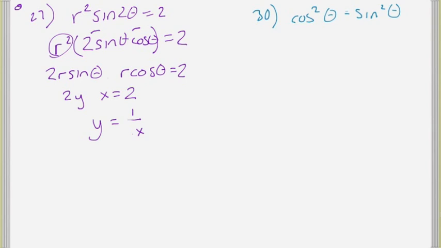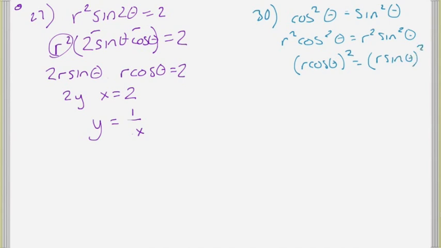We can do whatever we want to an equation as long as we do it to both sides. So we're going to multiply an r squared onto both sides of this. And then since everything is squared on a side, we can take that squared outside. Our cosine theta is x, and our sine theta is y. And this is fine for the curve.